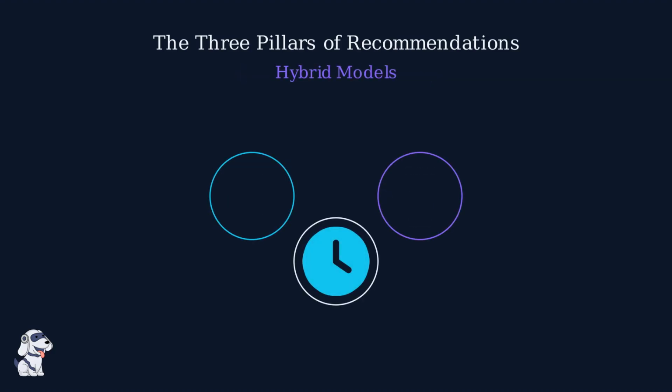Hybrid models combine these strategies, integrating real-time context like time and location. This allows systems to be dynamic, adapting to the user's immediate state and environment.